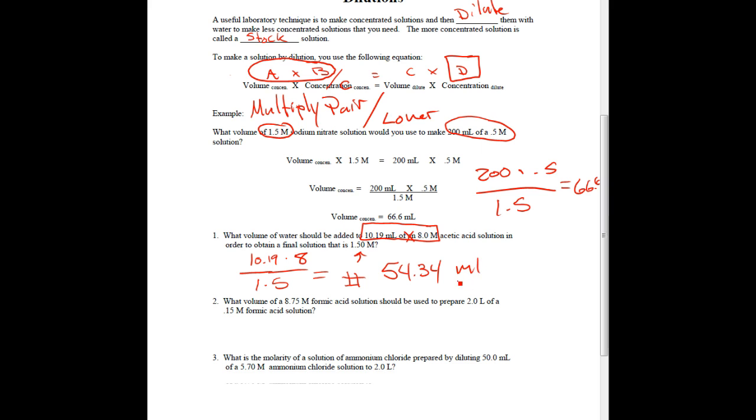In case you're wondering how I find the unit of the answer, it's the one that's with your loner. Or sorry, that's not your loner. So molar and molar disappear. I'm left with milliliters. Okay, you can do these, and you can do all of them in your homework now if you simply multiply pair, divide by loner.